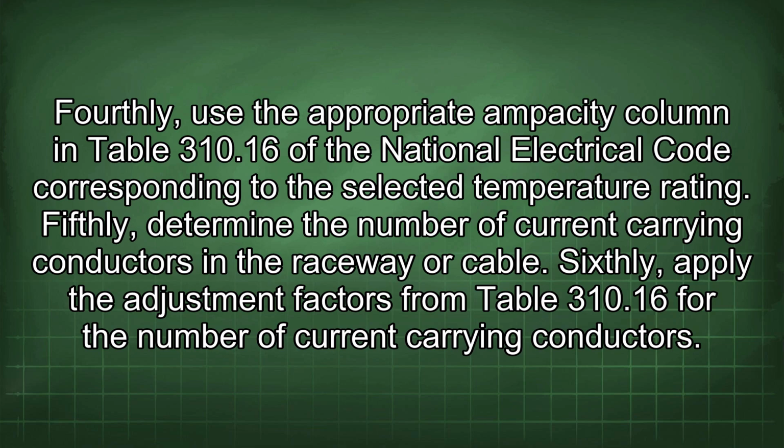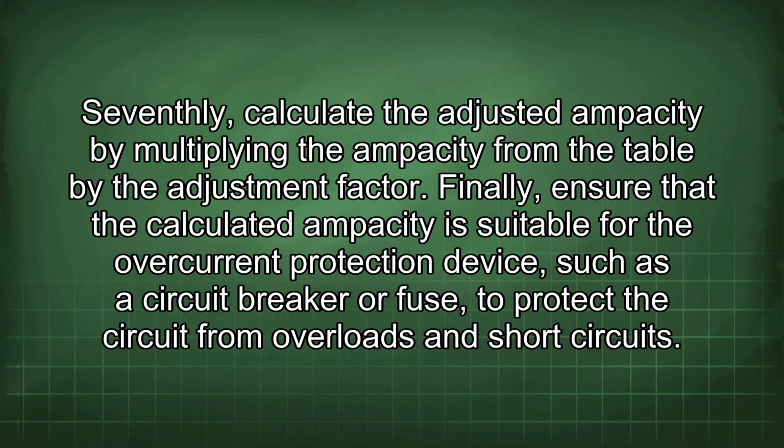Fifthly, determine the number of current carrying conductors in the raceway or cable. Sixthly, apply the adjustment factors from Table 310.16 for the number of current carrying conductors. Seventhly, calculate the adjusted ampacity by multiplying the ampacity from the table by the adjustment factor. Finally, ensure that the calculated ampacity is suitable for the overcurrent protection device, such as a circuit breaker or a fuse, to protect the circuit from overloads and short circuits.